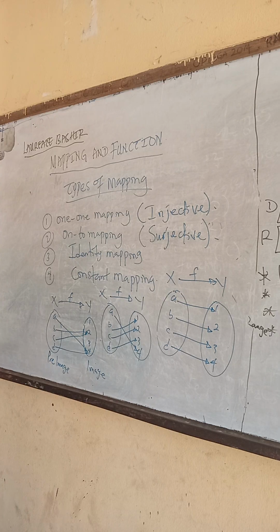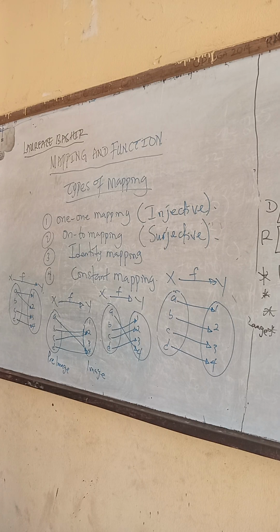Now, if I want to test you, I write X, Y, and A, B, C, D, then 1, 2, 3, 4, and I say A is mapped to 1, A is mapped to 2, B is mapped to this, and this is mapped to this. If I ask you which type of mapping this is, maybe this will be a big problem.